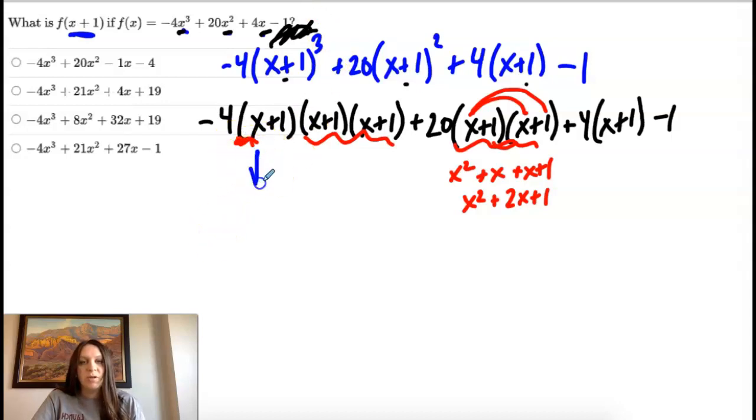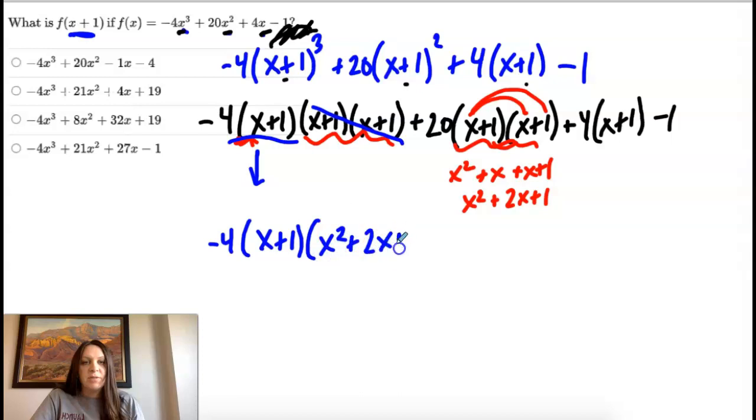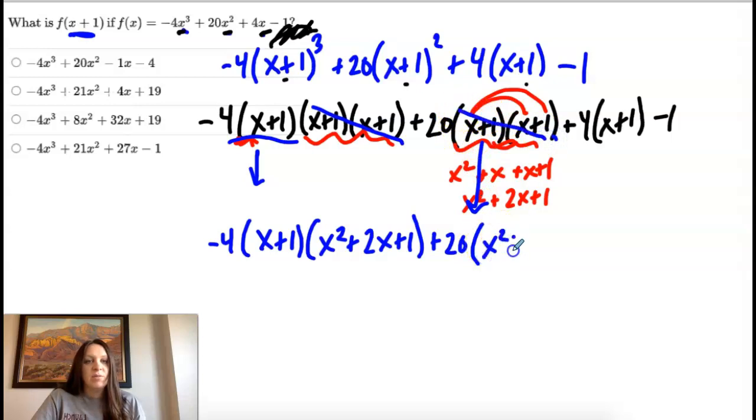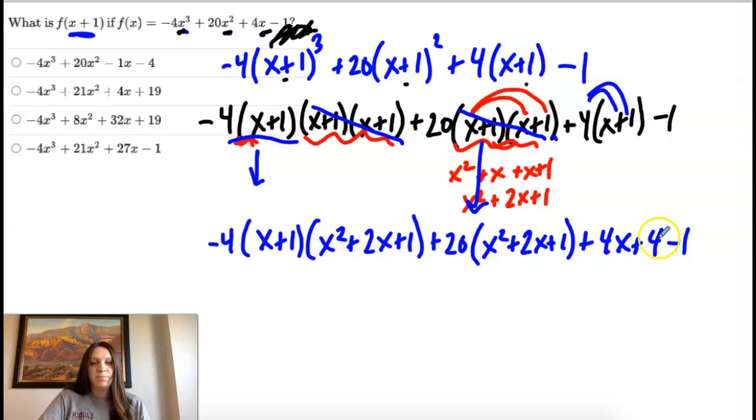So I'm just going to rewrite that part. On this first one, I still have negative 4, I still have an x plus 1, but instead of these, I have x squared plus 2x plus 1. And I'm going to rewrite the second term, which is plus 20, but instead of those, it's x squared plus 2x plus 1. And I'm going to simplify this while we're here. So plus 4x plus 4 minus 1.